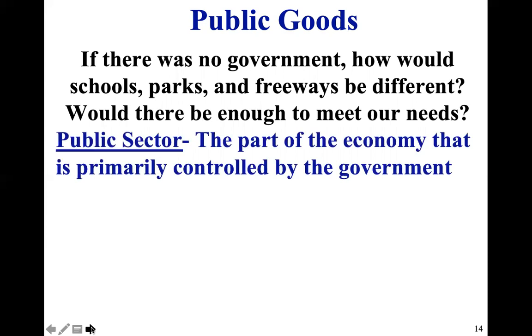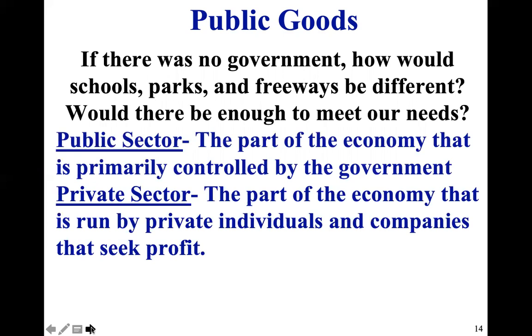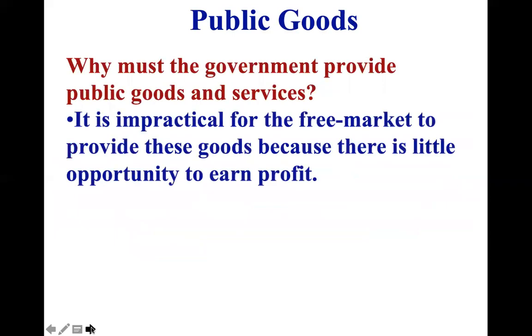This leads to the idea of public sectors and private sectors. So the public sector is the part of the economy that is primarily controlled by the government, and the private sector is the part of the economy that is run by private individuals and companies that are seeking profit. Be careful on this because the public sector is just controlled by the government, but everything in the public sector is not the market for true public goods. The government is going to do a lot of things in the public sector that is actually producing common resources or artificially scarce goods, or in some cases private goods as well. But in terms of who's controlling it, we want to differentiate between the public and the private sector.